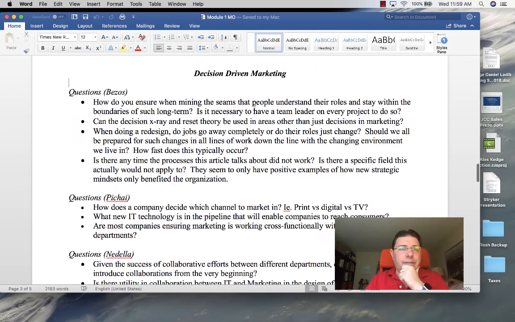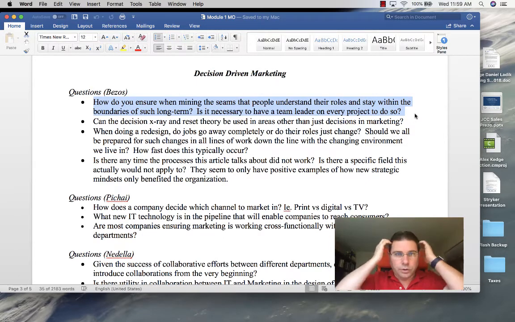All right, let's get to some of these. Team Bezos: How do you ensure when mining the seams that people understand their role and stay within the boundaries of such long term? Is it necessary to have a team leader on every project to do so? No, it's not necessarily a team leader on every project. But if the goals and the directions of the entire corporation are understood and the vision is understood, I mean, this is standard strategy 101. The seams, they spend a lot of time in this article on the seams. But if the data is coming in saying you need to do A, well, then all the departments together need to figure out a way to accomplish A.